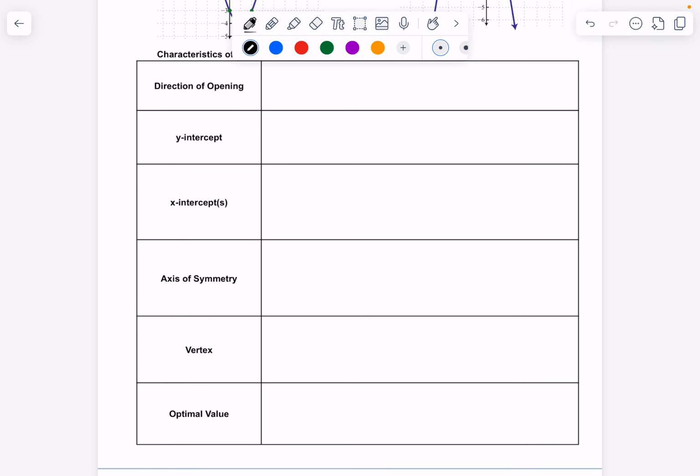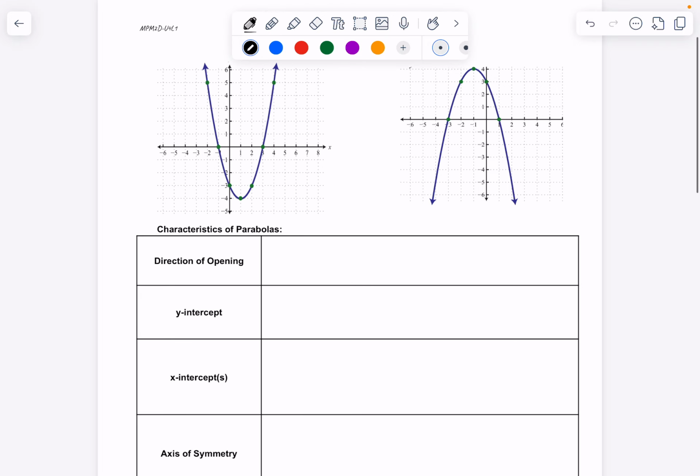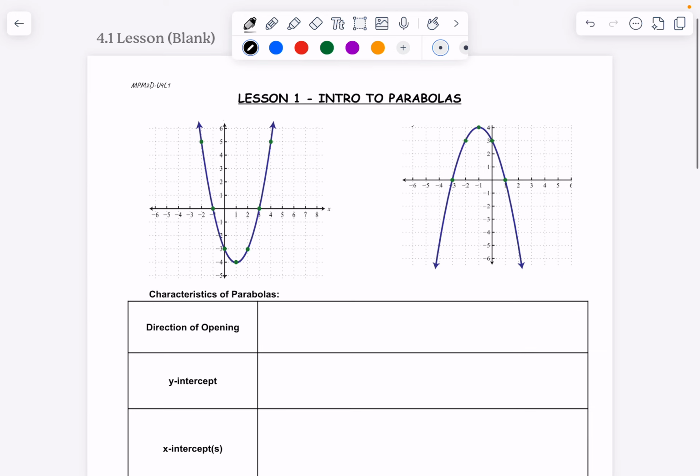So that would be direction of opening, the y-intercept, x-intercepts, axis of symmetry, vertex, and optimal value, all right? And where you look for them on the graph. So we are graphing now. It's not as much algebra.